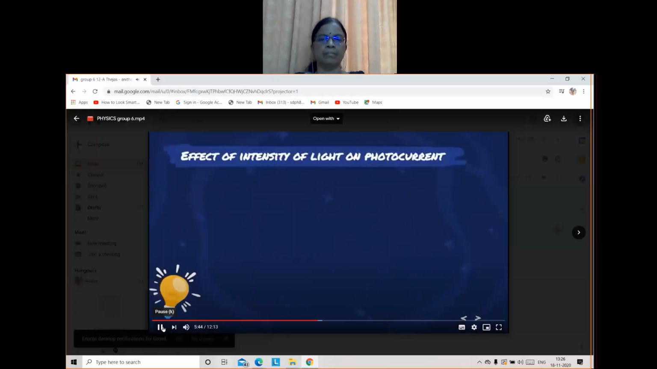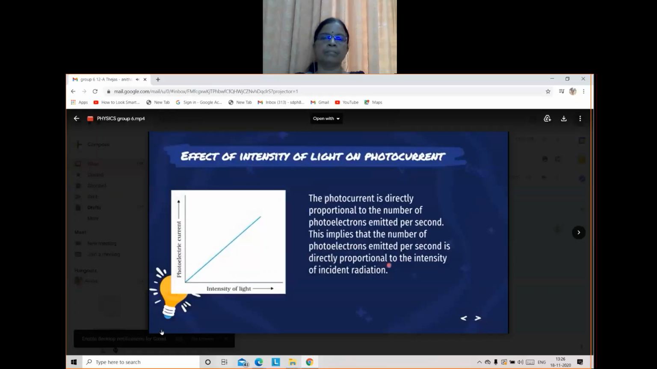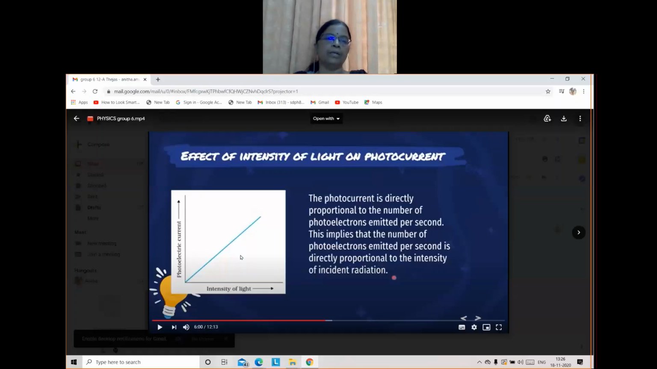Effect of intensity of light on photocurrent. The photocurrent is directly proportional to the number of photoelectrons emitted per second. This implies that the number of photoelectrons emitted per second is directly proportional to the intensity of incident radiation. This is the experimental study. So here you can see the graph, very important. All these graphs are very important.